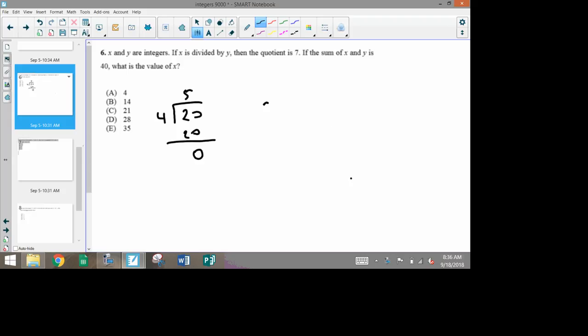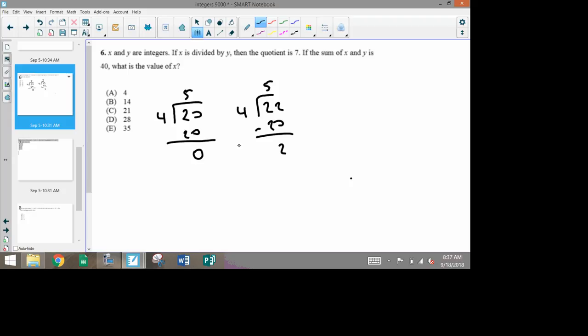How about this? 22 divided by 4. How many times? Enrique, how many times? 5 times, right? In this case, the remainder is 2.